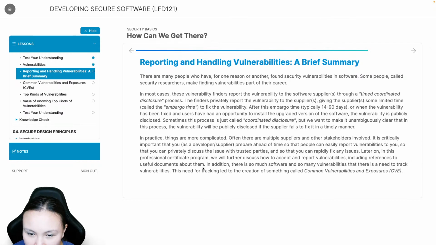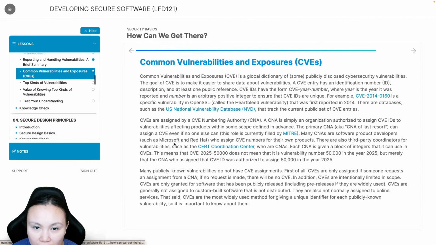There is, for example, a common tracking method, Common Vulnerabilities and Exposures. So you may have heard of CVE numbers. This is a protocol that is commonly used, so we will have a look at that now.